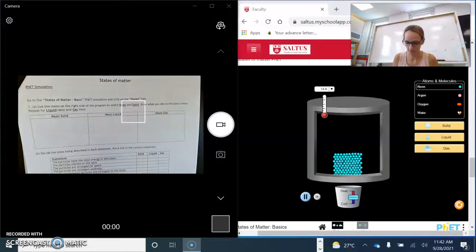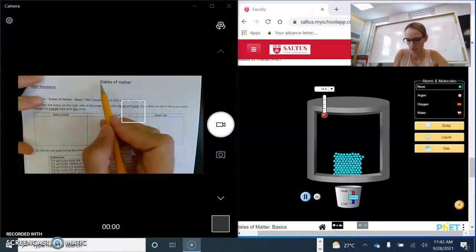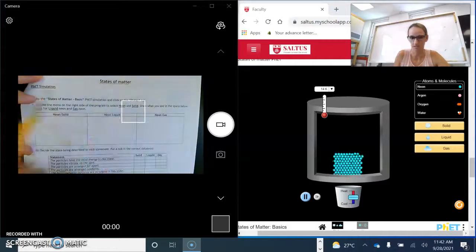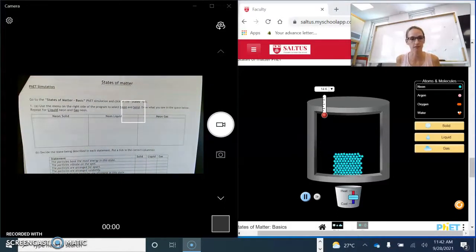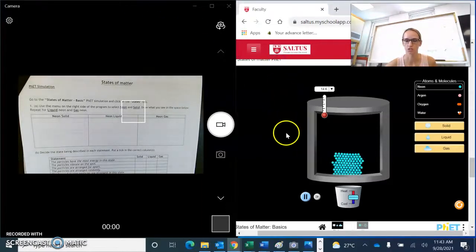All right, last activity for the lesson. This is our work on how particles behave in different states of matter. So I'm on pages 5 and 6 of your booklet, and you'll notice on the right-hand side of the screen I have the PhET simulation States of Matter Basics open. You can find that on your topics page, just underneath the link where you're watching these videos.